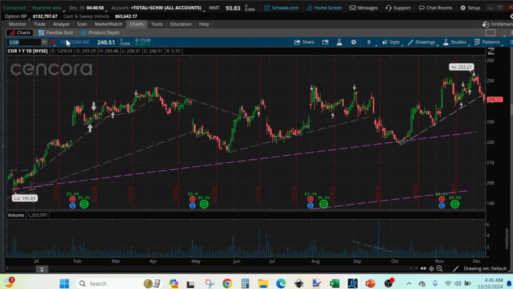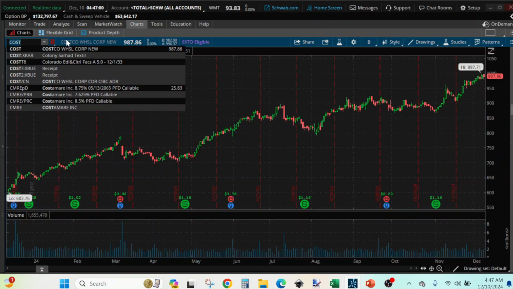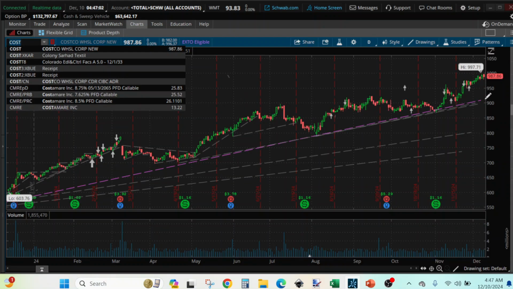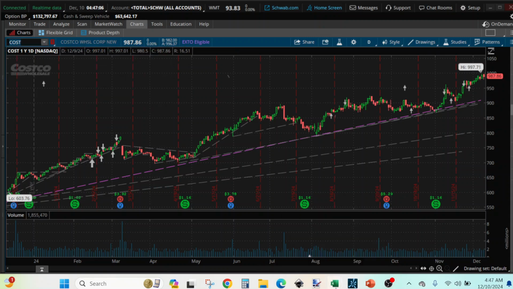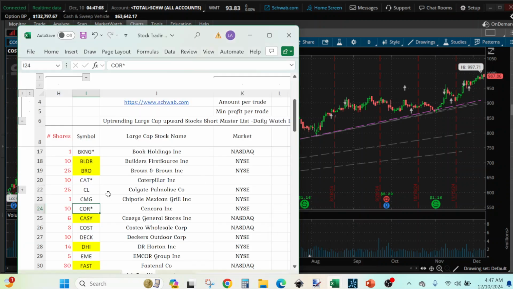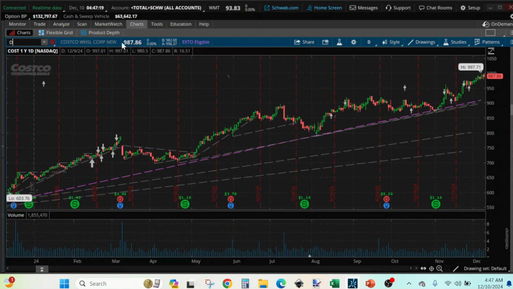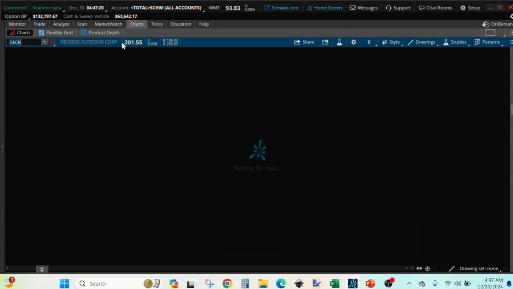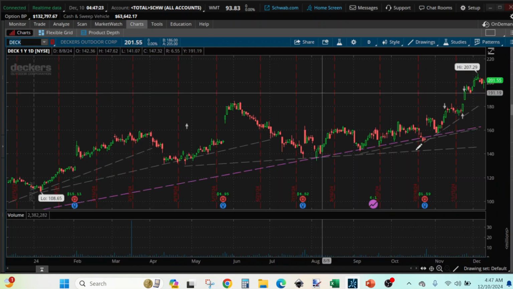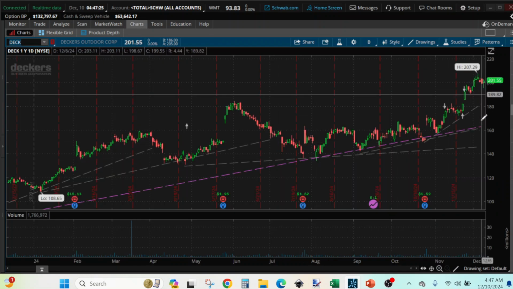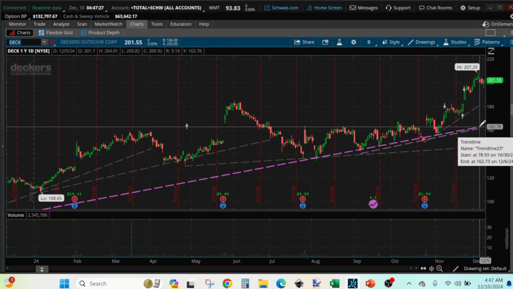So Costco is far from the line we like to trade it on. As you can see, those trend lines pass by the lows of the swings, and when it touches that low and starts going up is when we want to enter. DECK, it is right there, but we like to buy it on the purple line.